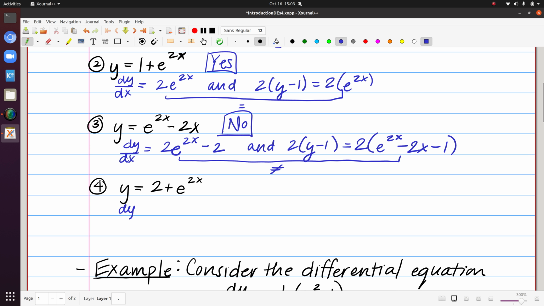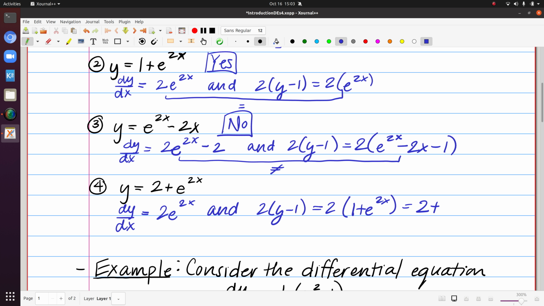And then finally, this last one, the derivative would be 2e^(2x). And in finding 2 times the quantity y minus 1, we would get 2 times 1 plus e^(2x), which is 2 plus 2e^(2x). And that's not quite the same as what we got over here. So again, this one is likewise not a solution.